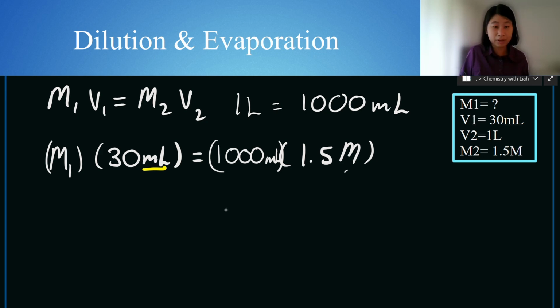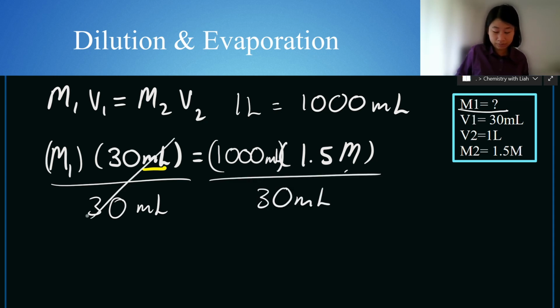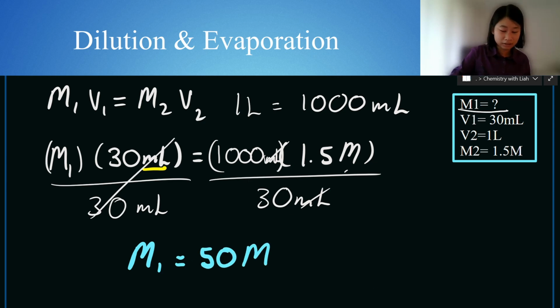So 1000 ml. Now, our goal here is to find the initial molarity, so we're going to divide here by 30 ml to get M1 on the same side. The ml values cancel out, and we are left with this division. So in the end, we're going to get M1 equal to 50. And we can tell this is a dilution because we went from a higher to a lower concentration, and our volume went from lower to higher. So we had to add something to dilute it.